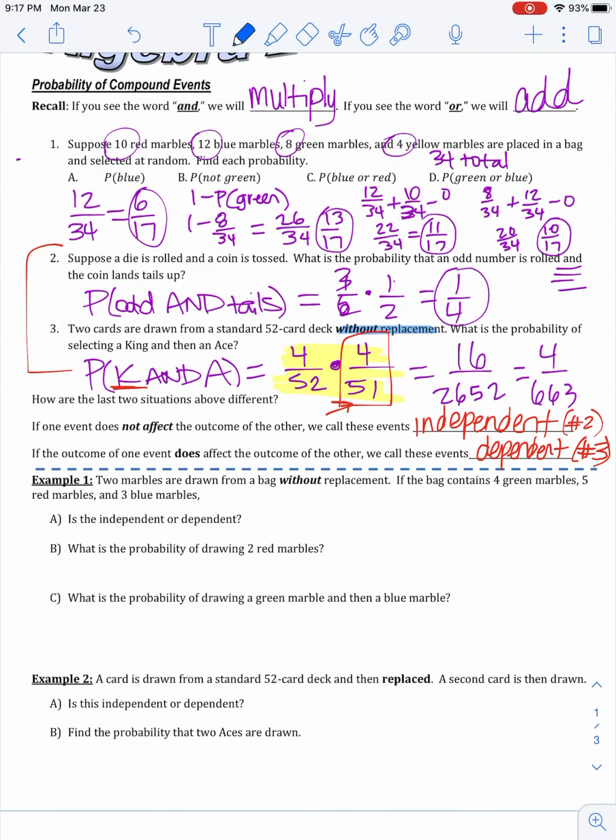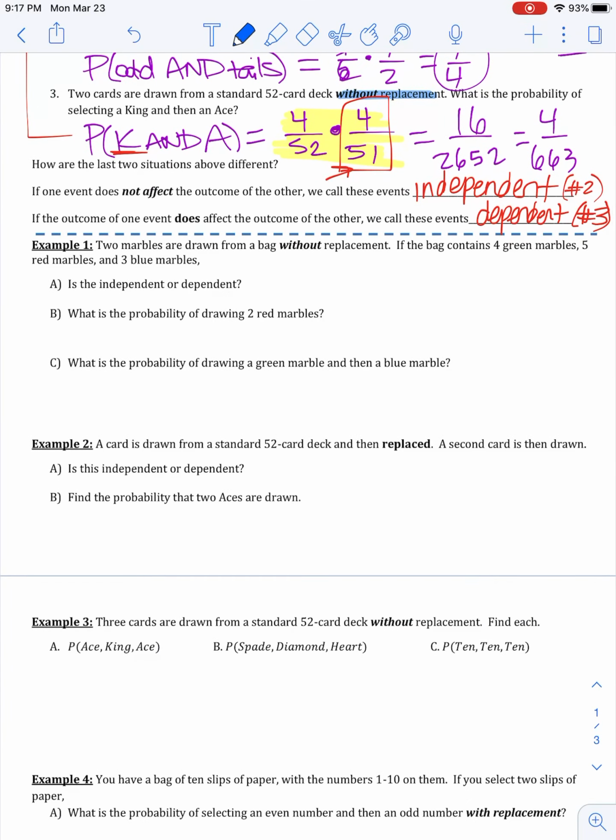Let's look at example 1. Here we're talking about marbles being drawn from a bag without replacement. So I'm picking a marble. I'm not putting it back in when I pick out another marble. The bag has 4 green, 5 red, and 3 blue. So 4 plus 5 plus 3 is 12 total.